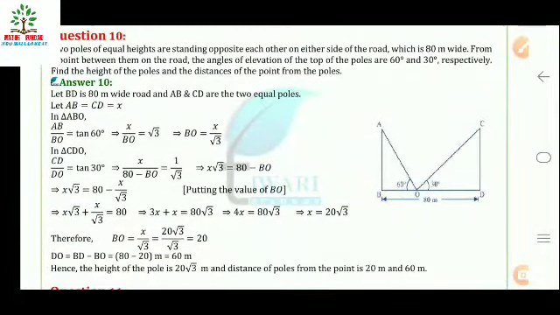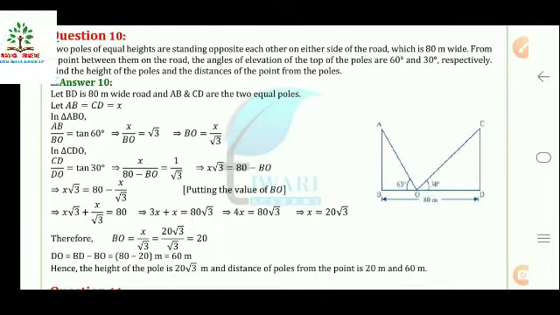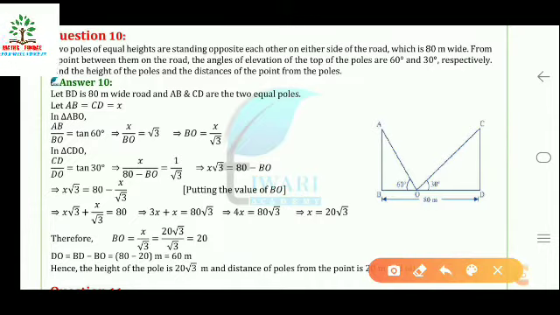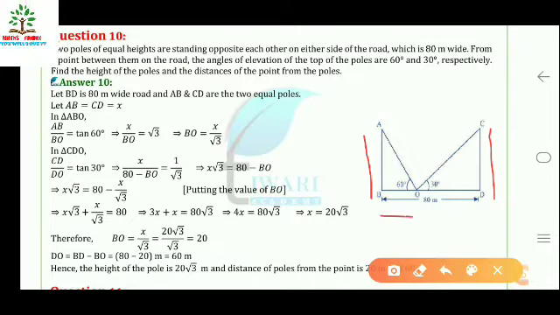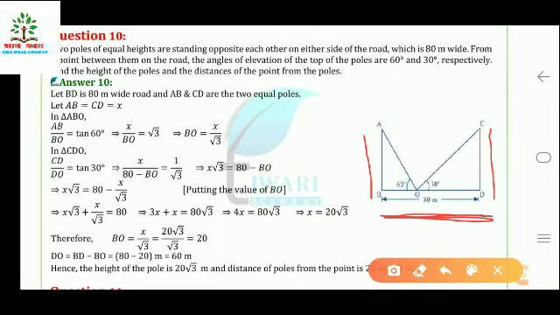So what is given here? It is given that two poles of equal heights are standing opposite each other on either side of the road. So here this AB and CD are equal poles standing on opposite sides of a road. This BD is a road whose length is 80 meter, and there is a point O between BD such that one angle of elevation is 60 degree, the other angle of elevation is 30 degree. We have to find this distance OB and OD, and we have to find the height of the poles also.